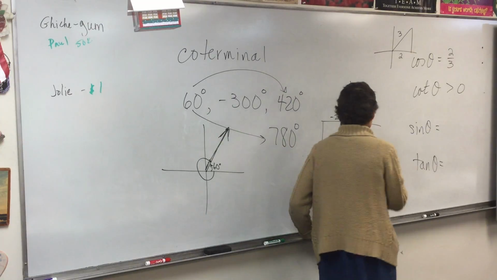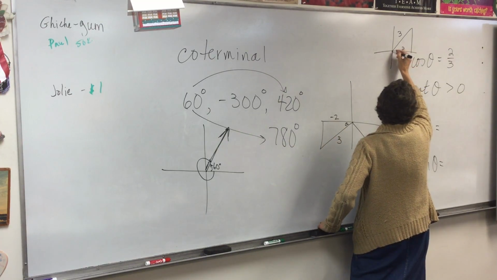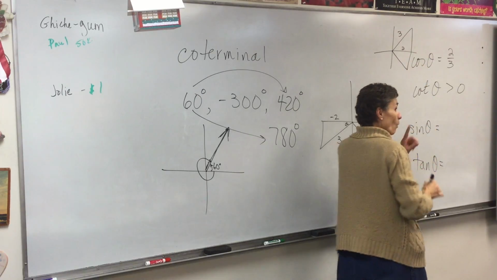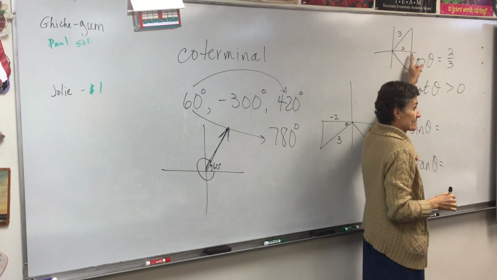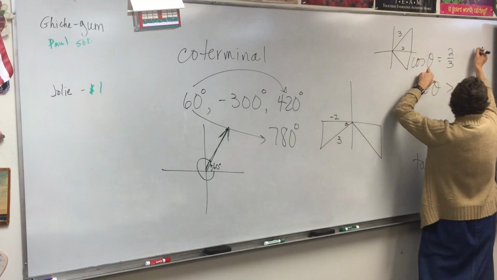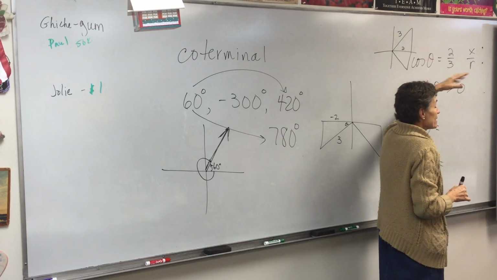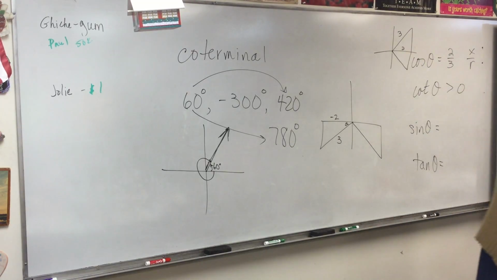Quadrant 4 is where I'll be positive. I'll add it on up here. Because in quadrant 4, x is positive. And what's cosine? X over r. If you want cosine to be positive, then x has to be positive. Right? Now somebody might be thinking, well, what about r, Mrs. Ford?